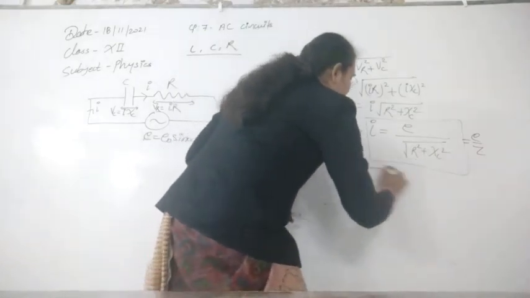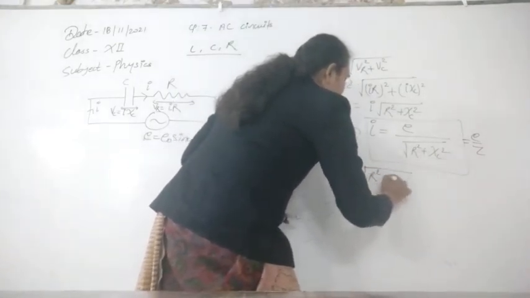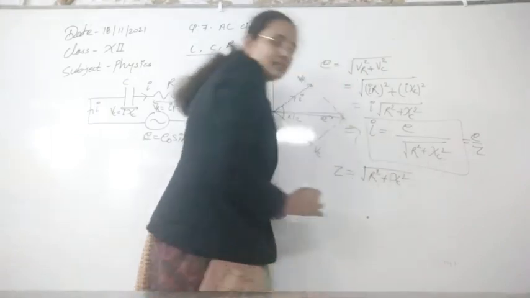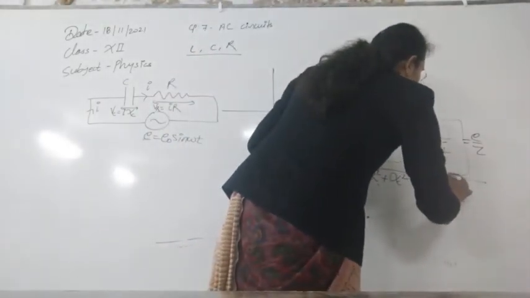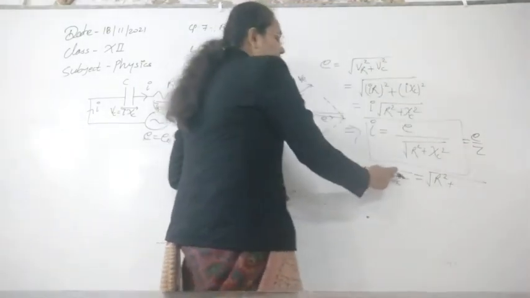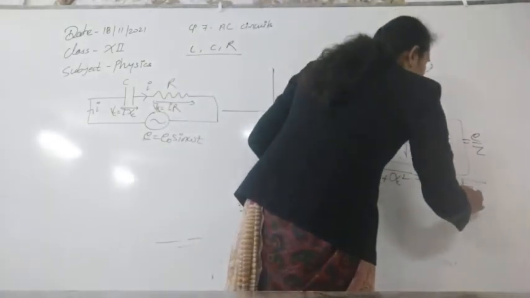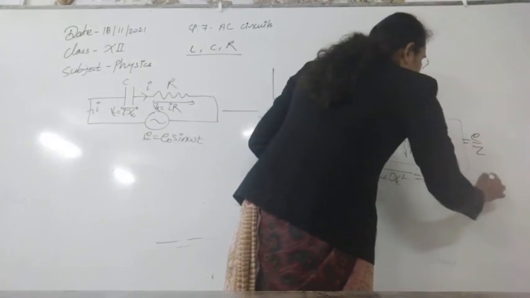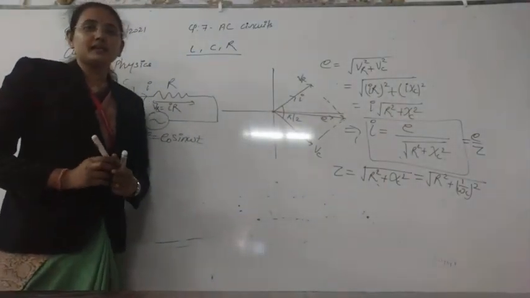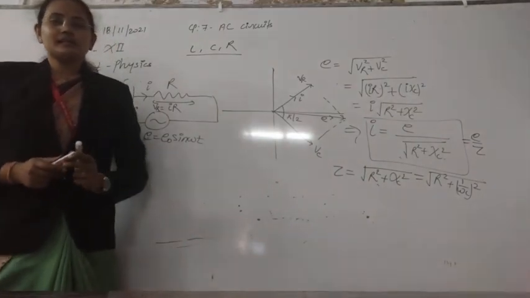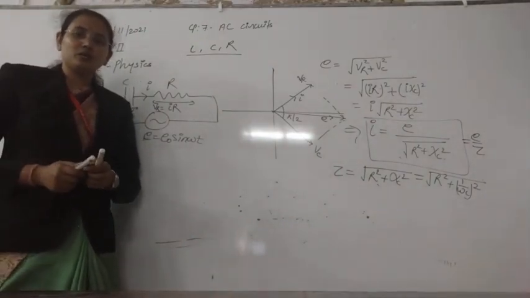we can find out the value of Z, and this will have the value square root of R square plus chi C square, or we can put in the value of chi C. If you put the value of chi C, it will be 1 upon omega C whole square. So through this we can calculate the impedance in the circuit, meaning all the necessary properties of the circuit we can know.